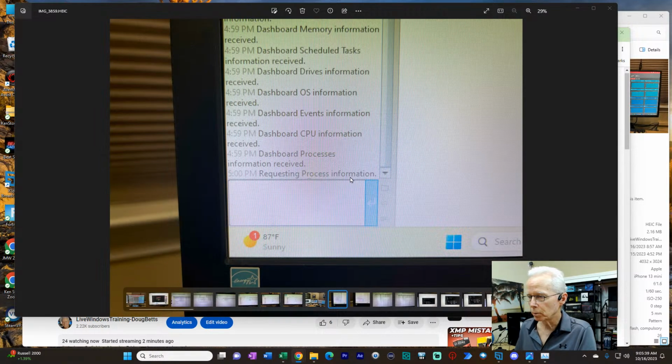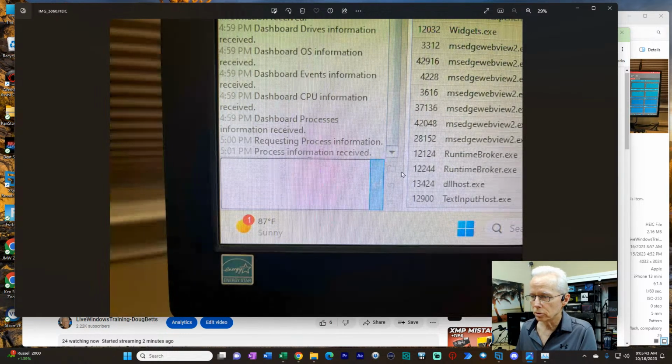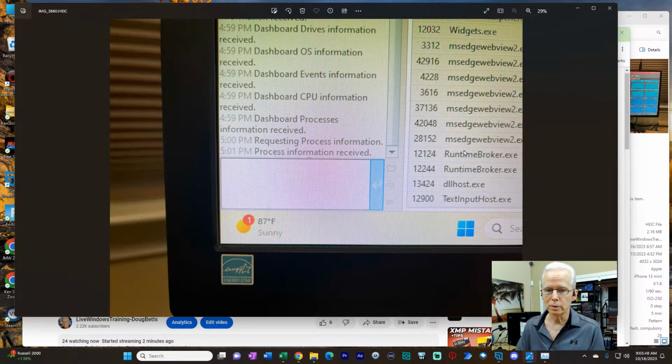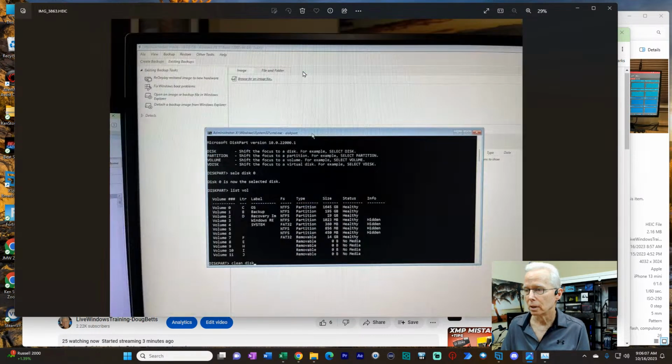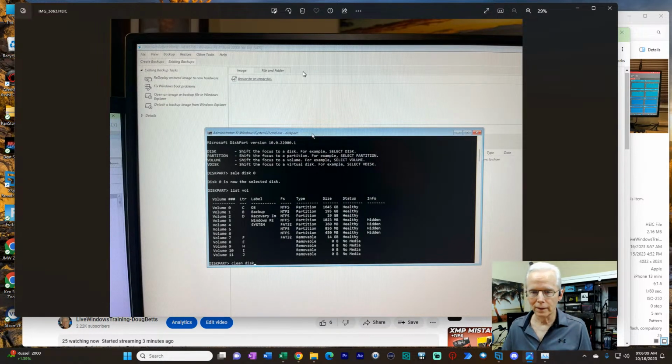Now here you see 5 p.m. yesterday requesting process information, and the next picture shows 5:01. I received process information. So it's slower than usual for bringing in the process information. Here are processes that we're running. And then what I do is I look at the highest 3 or 4 numbers here, and then I'll request process information again. And if those numbers change, that tells me it is still doing something. So it's still running on that test.